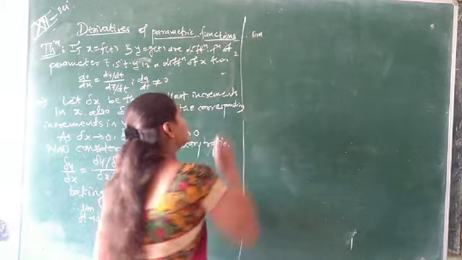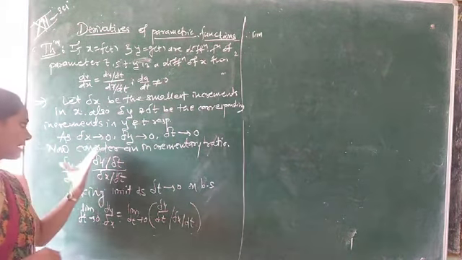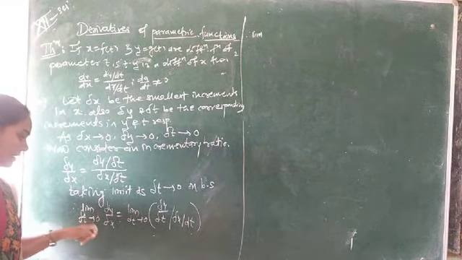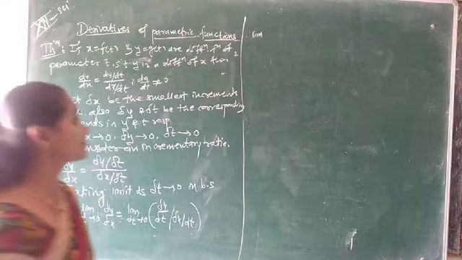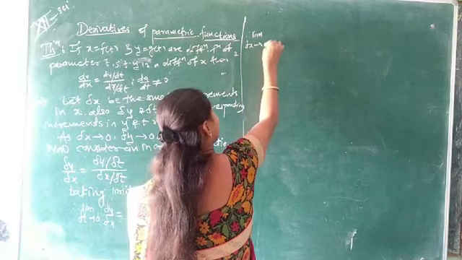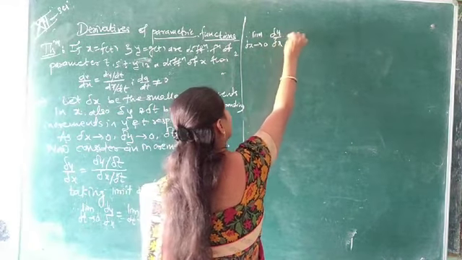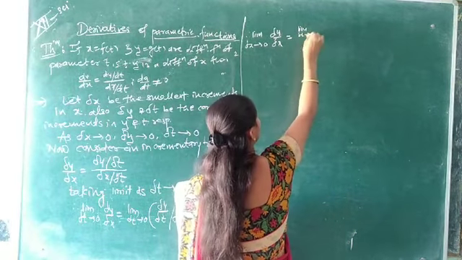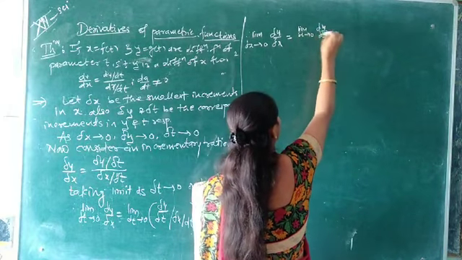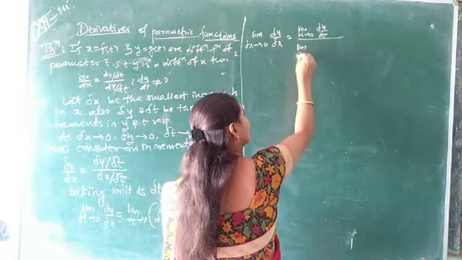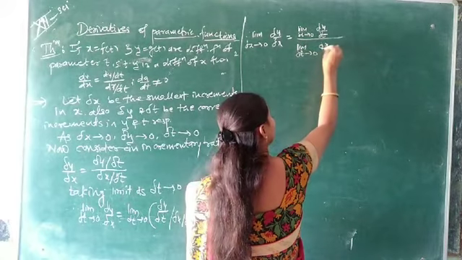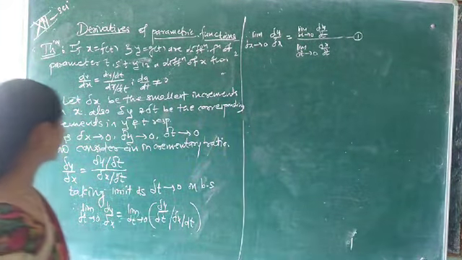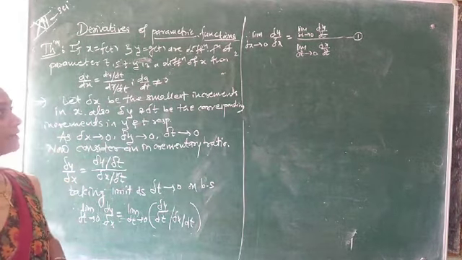Therefore, now see here, we know that if delta x tends to 0, then delta t also tends to 0. So instead of delta t tends to 0, I am writing here delta x tends to 0, limit delta x tends to 0, delta y upon delta x is equal to, now separate the limit of RHS: limit delta t tends to 0 delta y upon delta t divided by limit delta t tends to 0 delta x upon delta t. Say equation number 1.